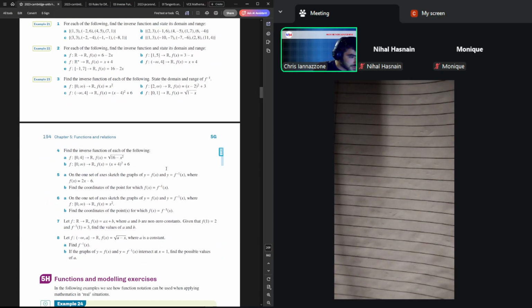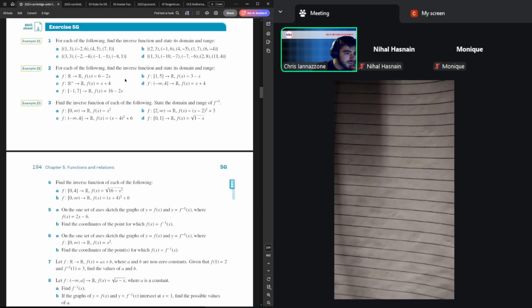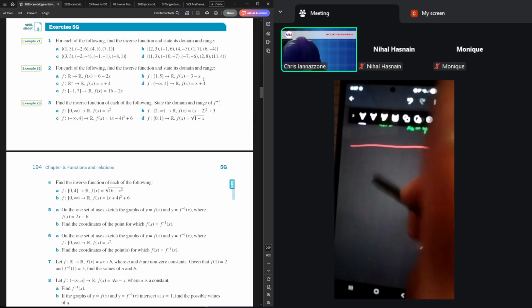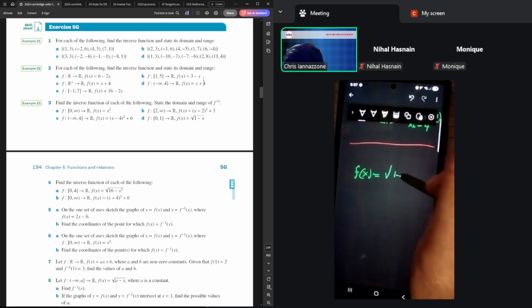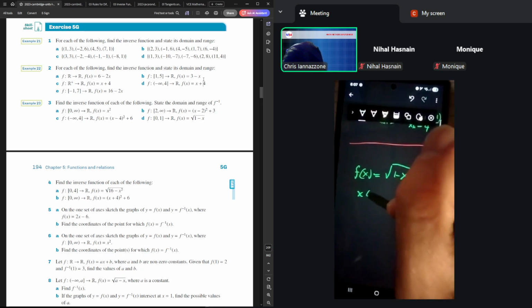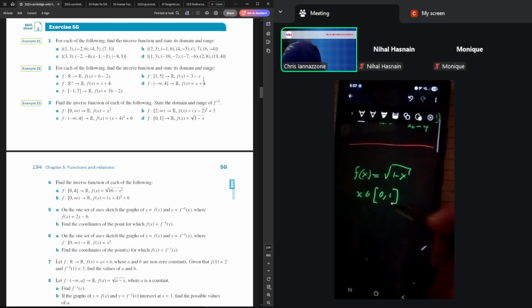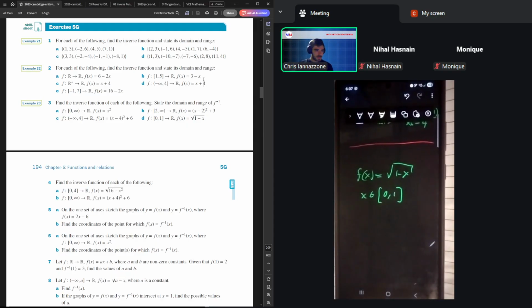So let's move on to one of the questions. Let's see, where's a decent place to start? Let's go with something like 3D here. So we have f of x equal to the square root of 1 minus x, where x is an element of [0, 1]. That is what we're trying to find the inverse of. Find the inverse function, state domain, range. Cool.